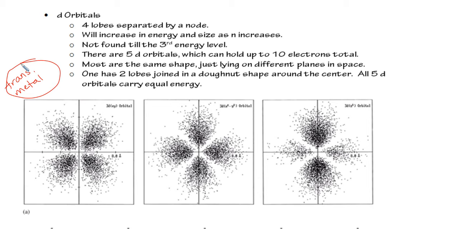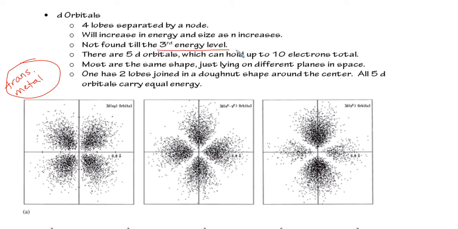They also increase in size and energy as n increases, which just means that if I have 3d orbitals versus 5d orbitals, the d orbitals in the 5th energy level will just be bigger. They'll have more energy and they'll be larger in size. The electrons are further from the nucleus, but they'll have the same general shape. Since these are pretty high energy orbitals, you will not find these guys till the 3rd energy level. 3rd energy level and beyond.